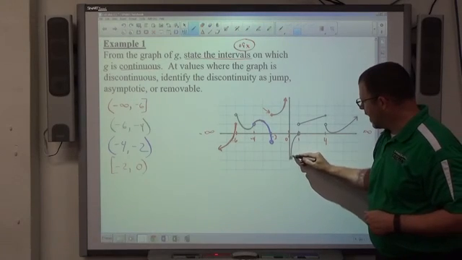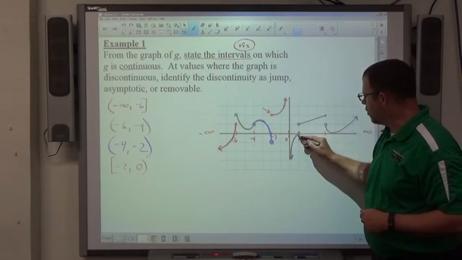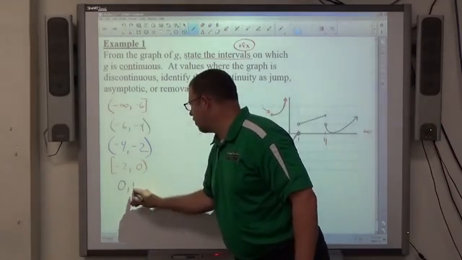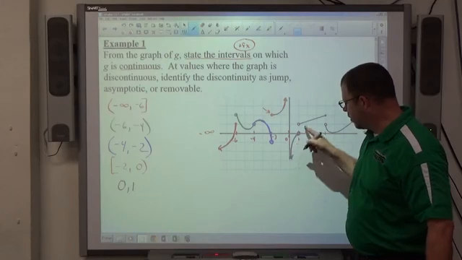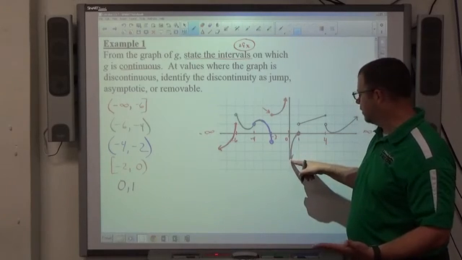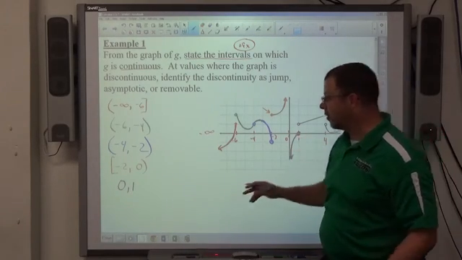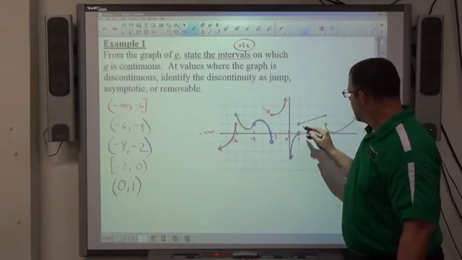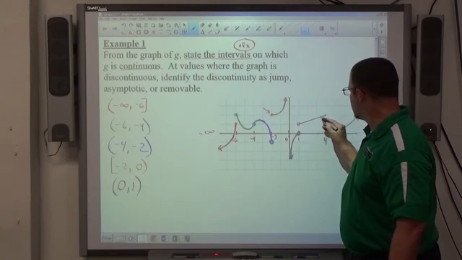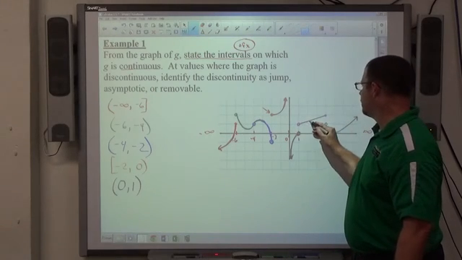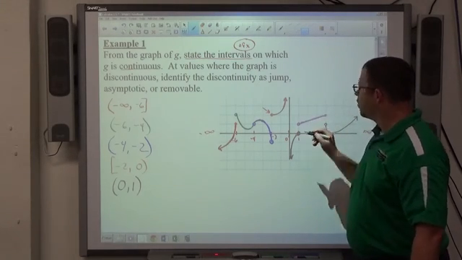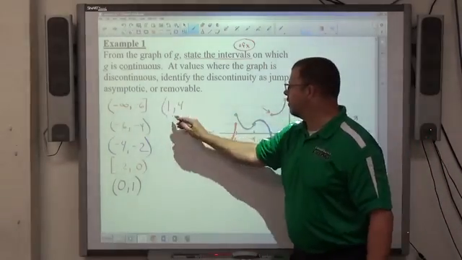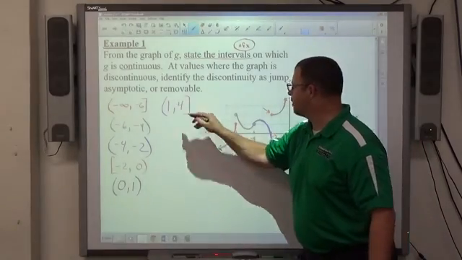Next interval starts here. This is going straight down, and we're going up to this open circle right here at 1. So the interval starts at 0, ends at 1. Again, an asymptote doesn't actually take on a value there, so it's like an open circle. This is actually an open circle, so we get parentheses at both of those. Next interval starts here with an open circle, ends here with a closed circle, and everything in between is continuous. So it starts at 1, goes to 4, open circle at 1, parentheses, closed circle at 4, bracket.